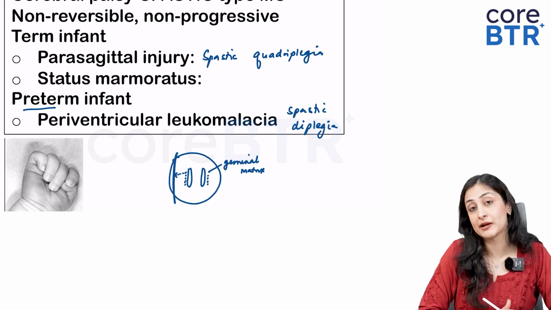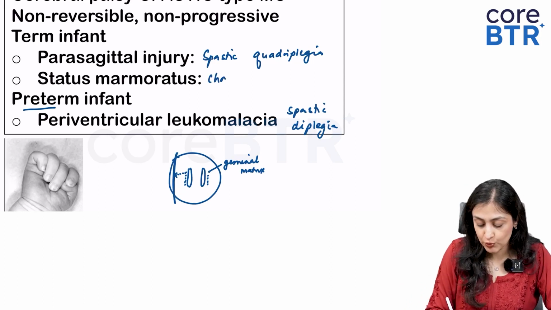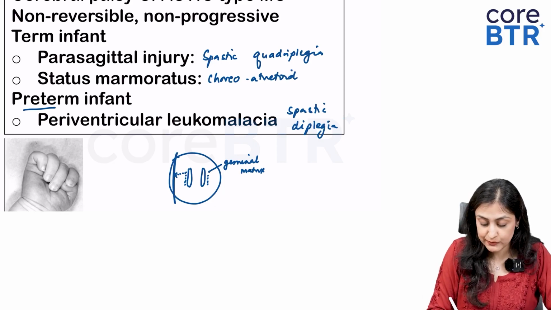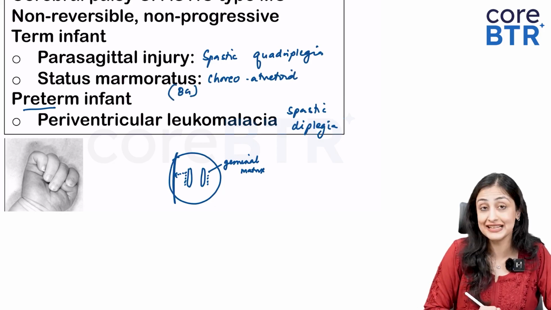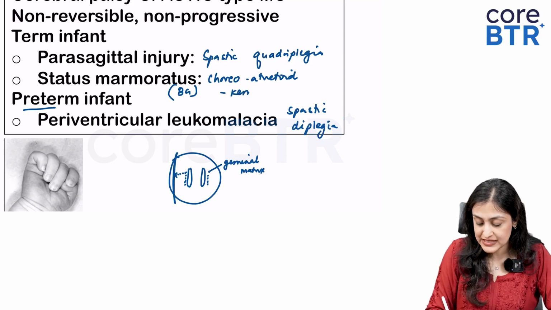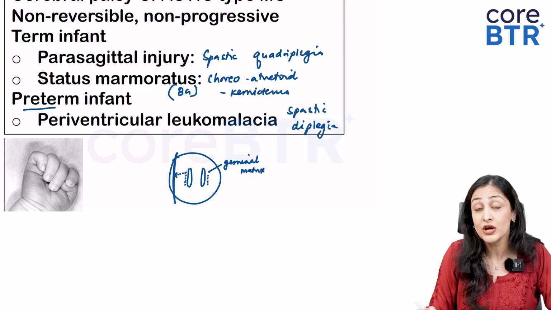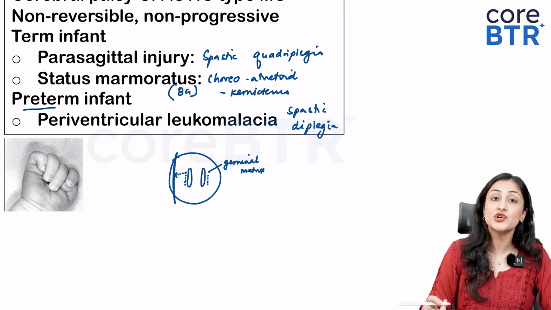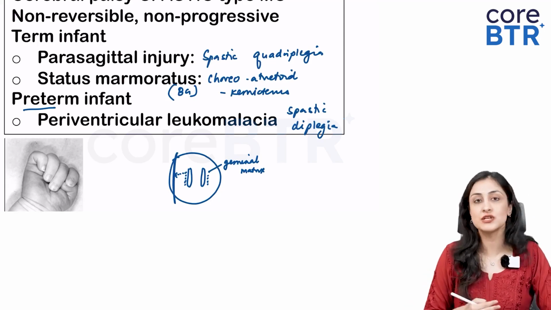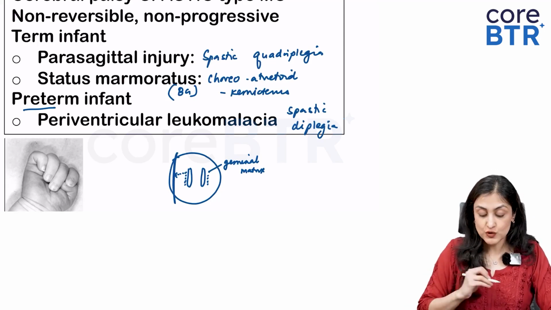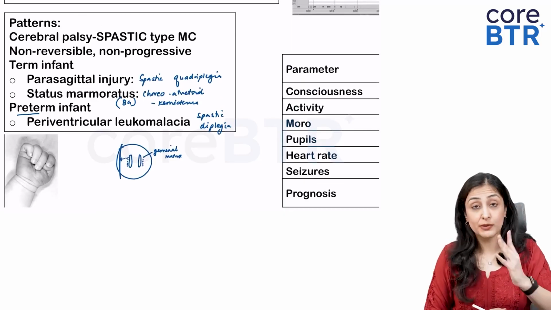And status marmoratus, this is where you have a choreoathetoid type of pattern. Right, so status marmoratus tends to affect the basal ganglia. So this is something that we frequently see in kernicterus, right? So remember Crigler-Najjar, severe types where the bilirubin deposits and causes basal ganglia involvement. So this is what we need to remember about the patterns.